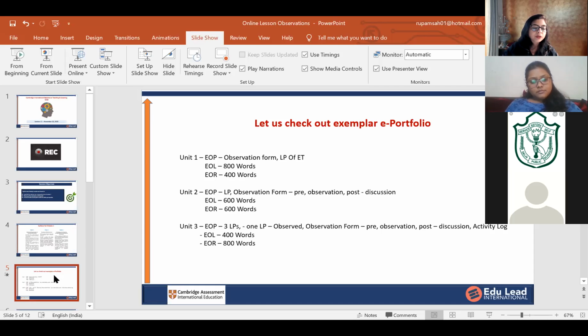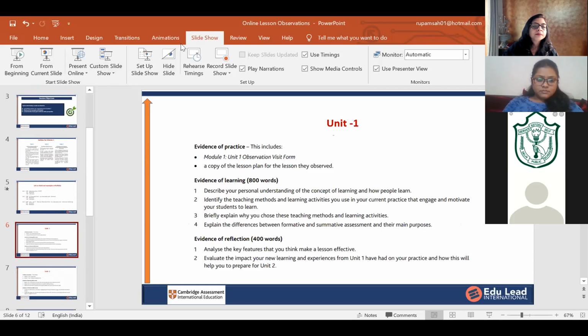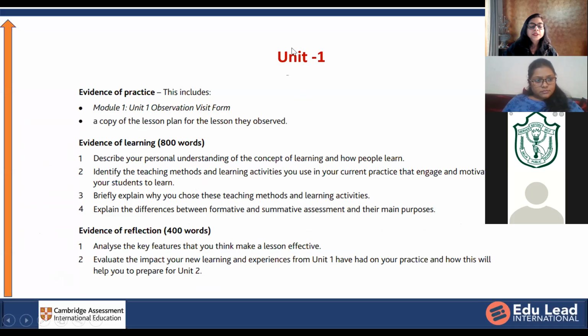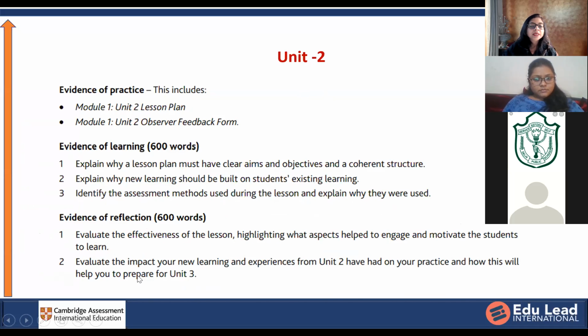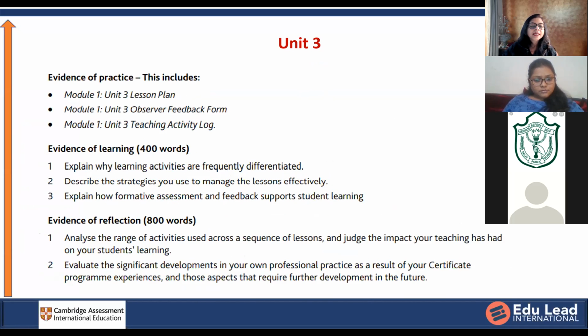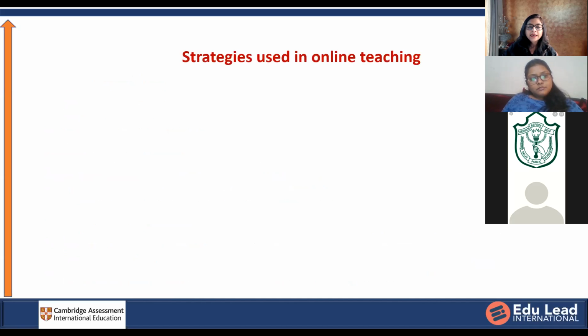Yes. For your sake, I have also done one more thing. I've created this for you, so that at one place you have everything. In unit 1, what is in evidence of practice, what in evidence of learning, what questions you are answering in evidence of reflection. Similarly, in unit 2, it's given over here, and in unit 3, it is given here. So for you, it is in a very consolidated form. In this PPT, you will be able to find out what all things you're supposed to be doing in each unit. Yes, ma'am. Thank you so much. It's very helpful. Yeah, so it's all at one place.